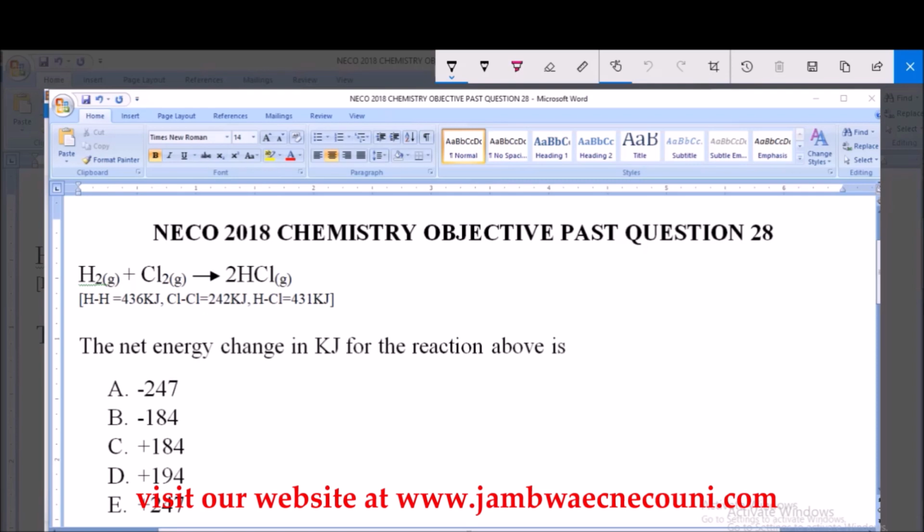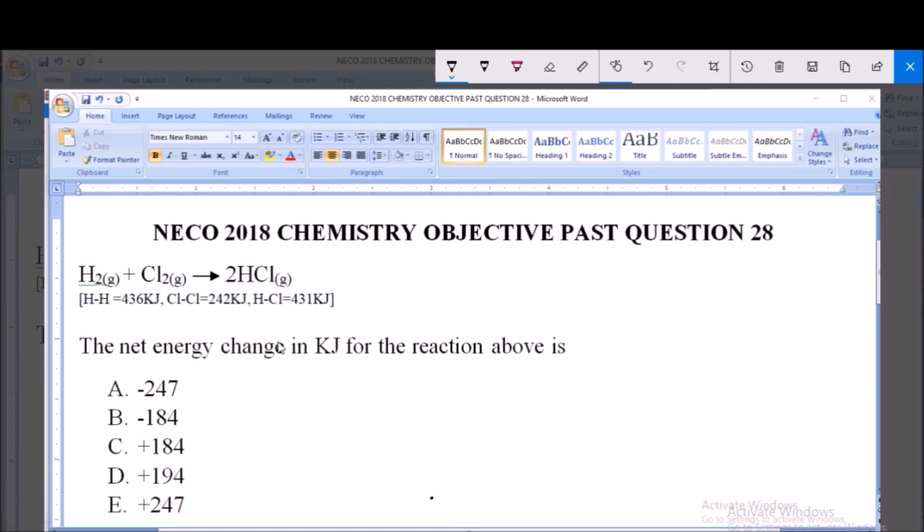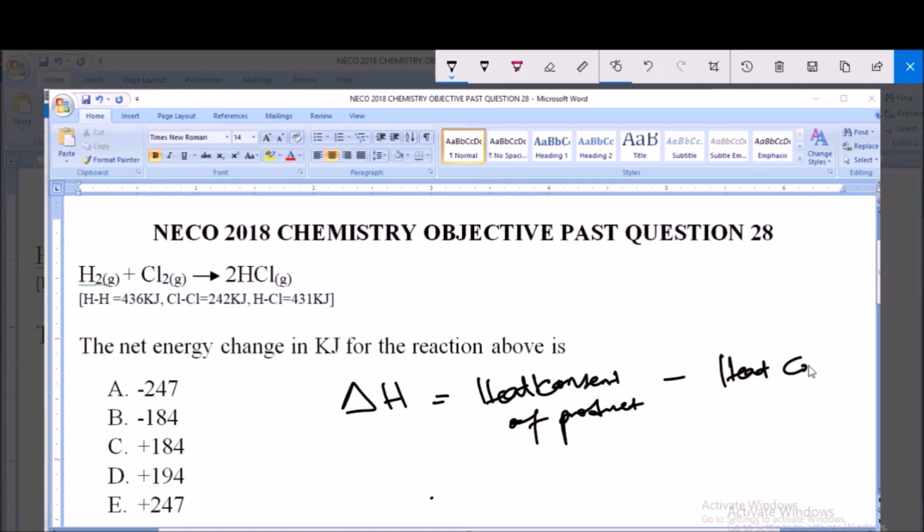So we are asked to calculate the net energy change. Now this is the net energy change of an equation or if a reaction is given as delta H is equal to the heat content of products minus the heat content of reactant.